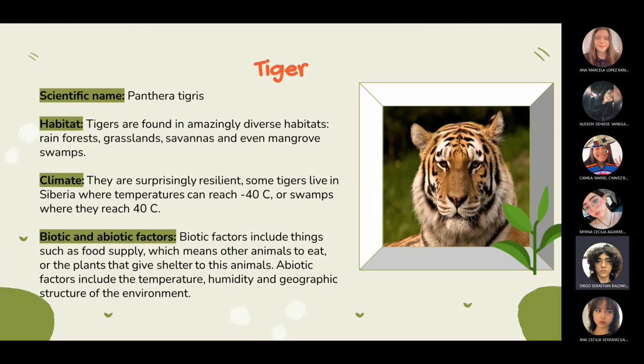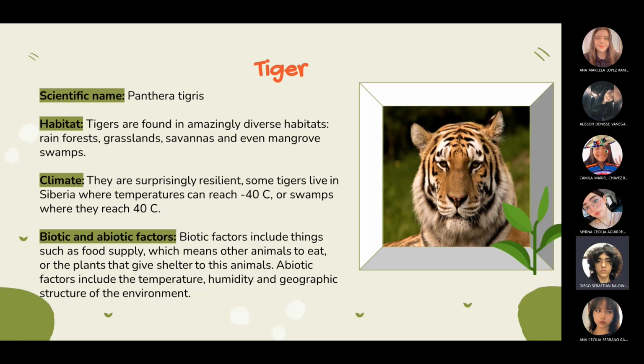So we have the tiger, whose scientific name is right there, and they are found in surprisingly diverse habitats like rainforests, savannas, grasslands, and even mangrove swamps, which are very hot. The climate that they live in is diverse too, because they can reach minus 40 degrees Celsius, and swamps where they can reach 40 degrees Celsius, but not negative.